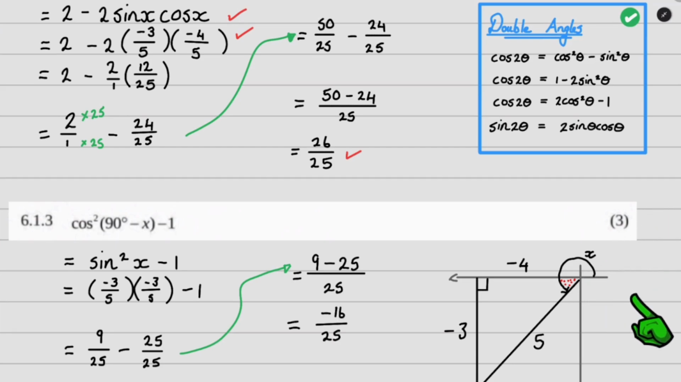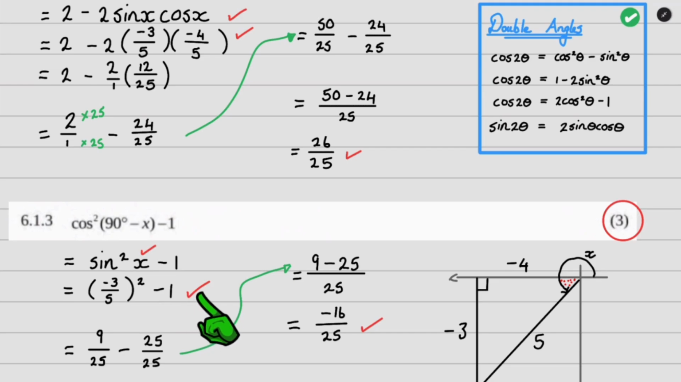And we have arrived at the final answer. Let's have a look at where the 3 marks are coming from. So we get 1 mark for the correct use of our cofunction or co-ratio. We get 1 mark for the correct substitution of sine x. And the last mark comes from our answer. So always check this answer by typing this into your calculator, just to make sure all your working out steps are okay.